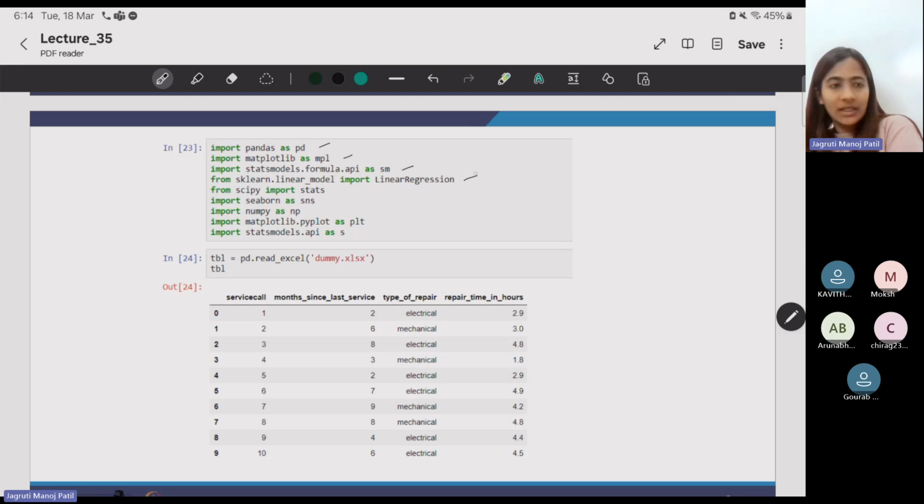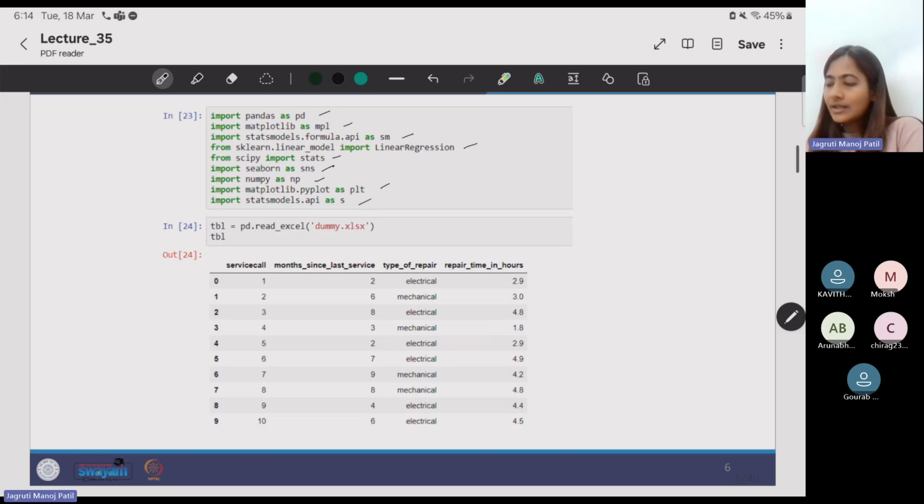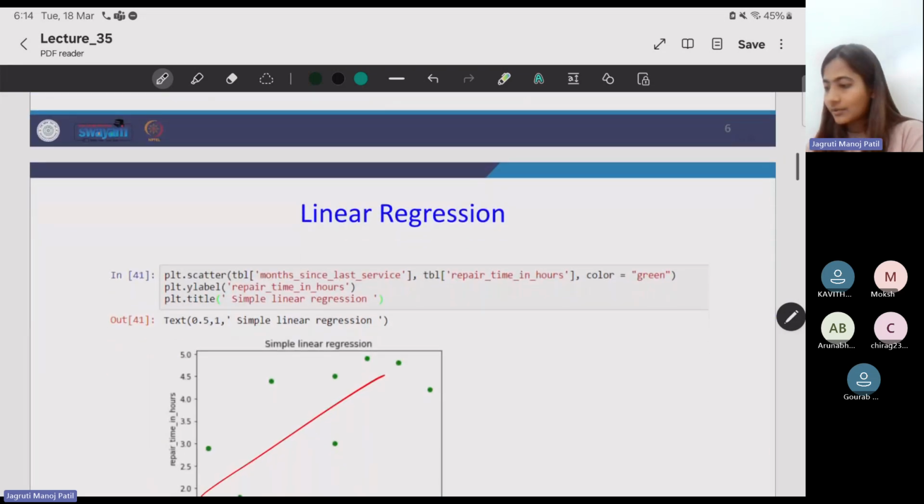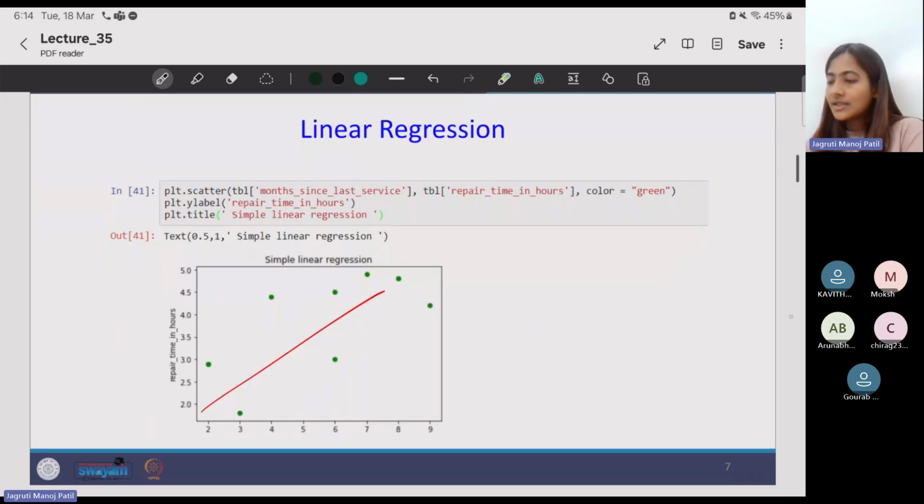Then we'll import the linear regression that we learned in the last class. Then we have stats, and we have the Seaborn library, for the OLS only, probably, for the least squares. Then we have NumPy, we have Matplotlib for plotting, and then we have statsmodels. You read the table and see all the libraries in this way. Now you want to see the linear regression.